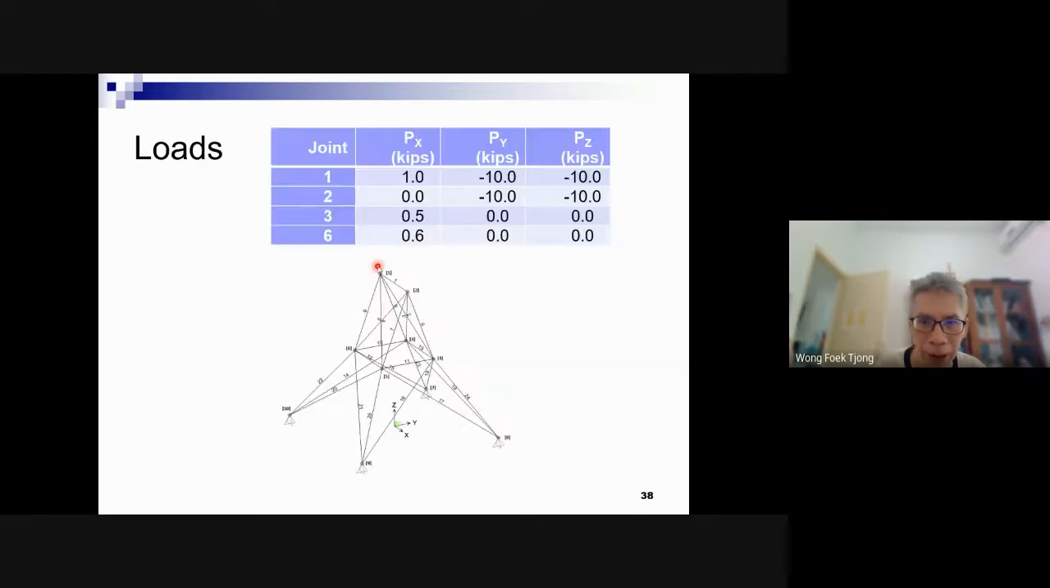And then what else? The loads, the loadings. The loadings are at joints 1, 2, 3, and 6. This is the direction of the loads.